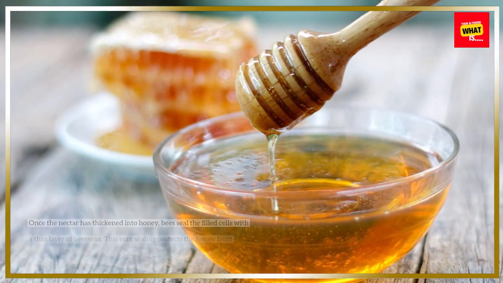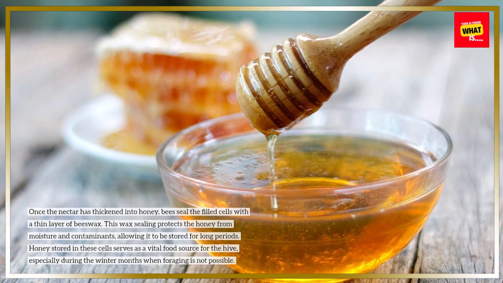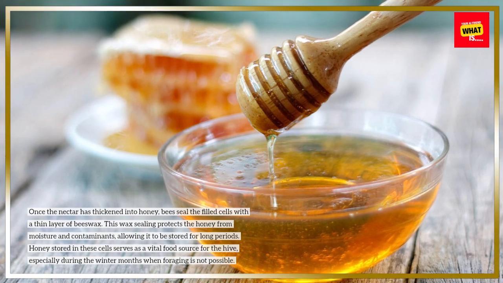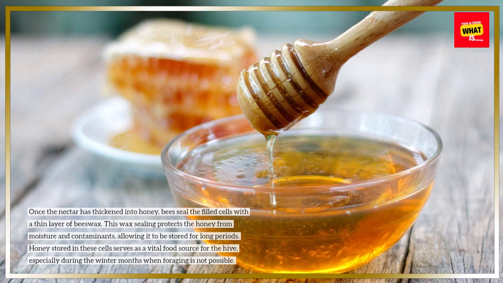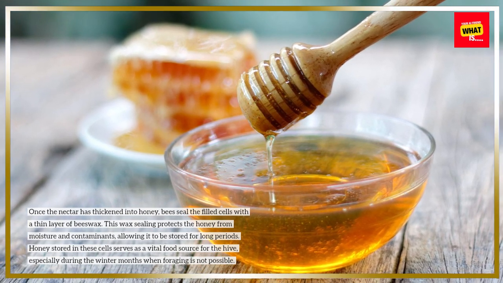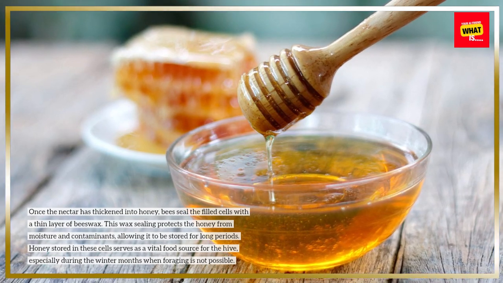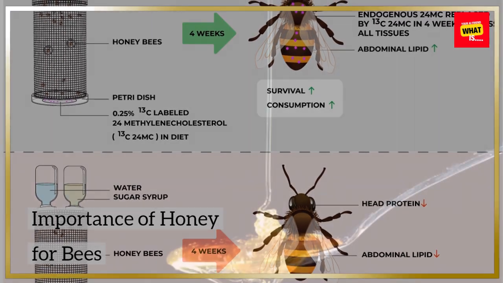Wax sealing and storage. Once the nectar has thickened into honey, bees seal the filled cells with a thin layer of beeswax. This wax sealing protects the honey from moisture and contaminants, allowing it to be stored for long periods. Honey stored in these cells serves as a vital food source for the hive, especially during the winter months when foraging is not possible.